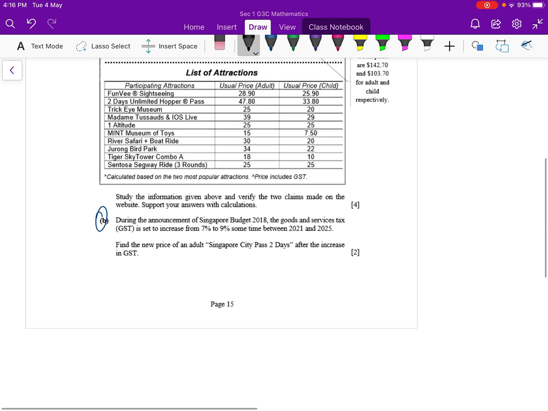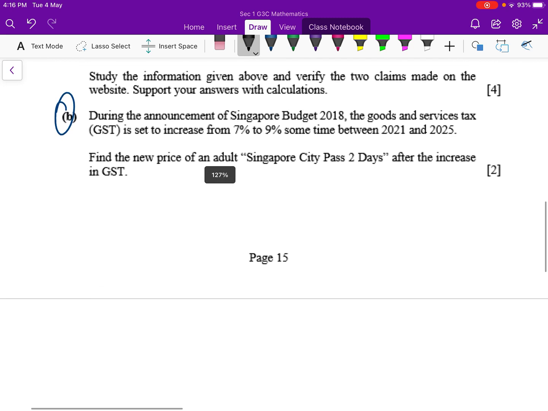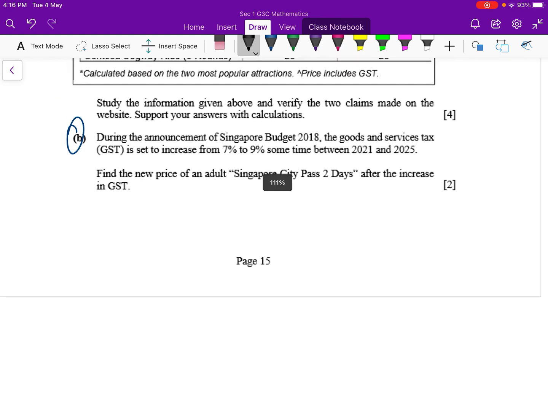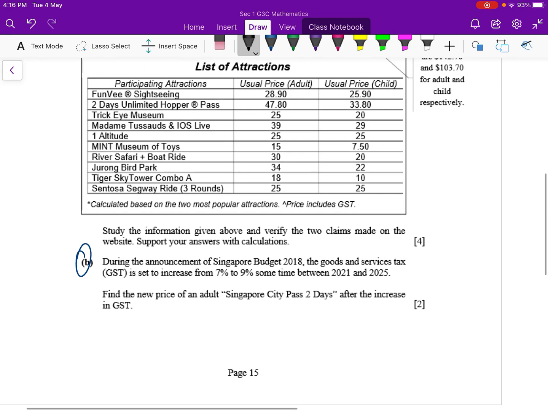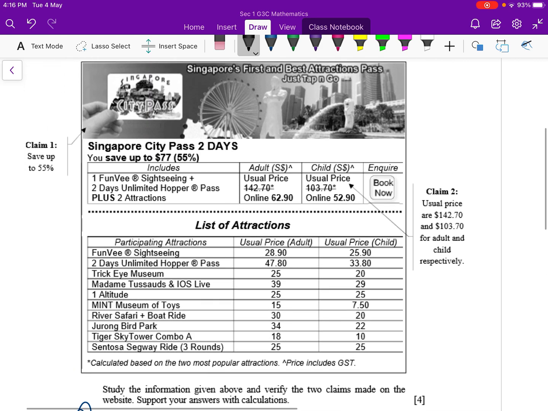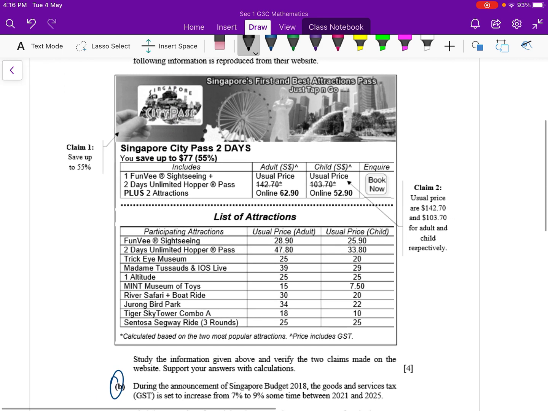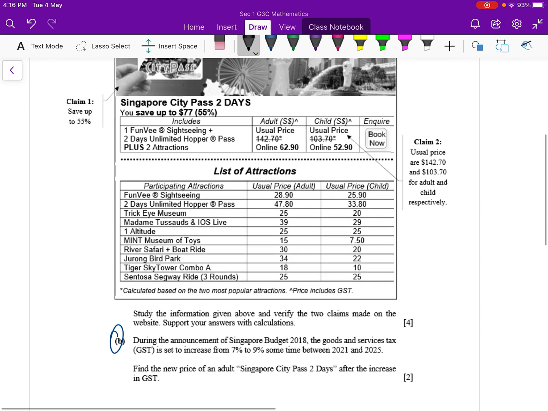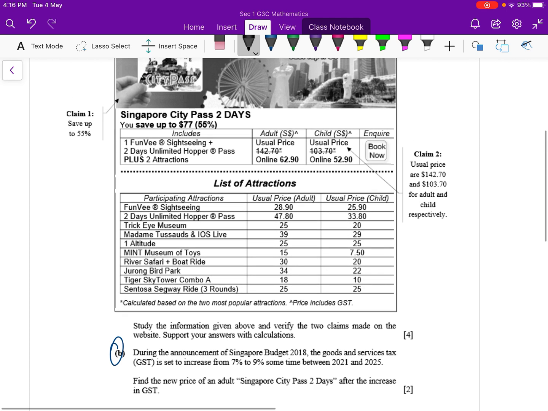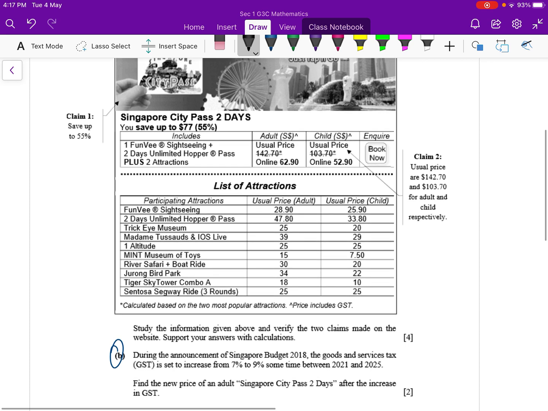Okay, next one. The GST is set to increase from 7 to 9%. Find the new price of an adult Singapore City Pass 2 days after the increase in GST. So let's check out what is the original Singapore City Pass 2 days, for an adult. Okay, so this is the one. This price includes GST. You see the little arrow, the up arrow?